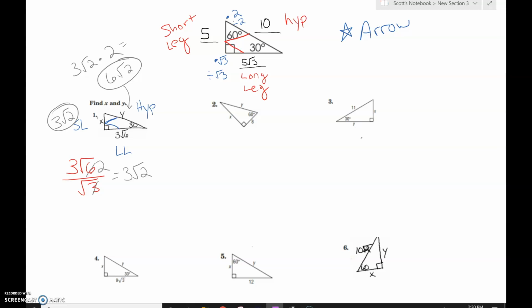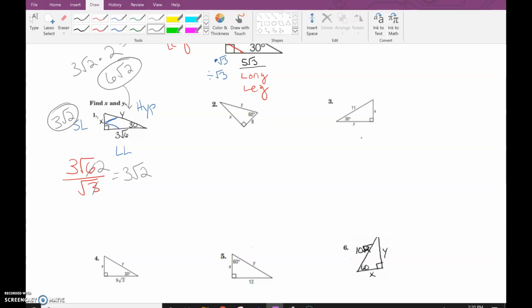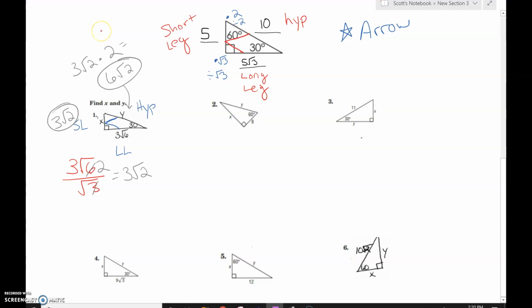For number 2 here, some of these are a little easier than others. Everything comes back to my roadmap though. If this is 90 and 60, that makes this one over here 30. Always locate the 30. Draw your arrow. So you're shooting it across to the opposite side. It always shoots to the short leg, long leg, and the hypotenuse.